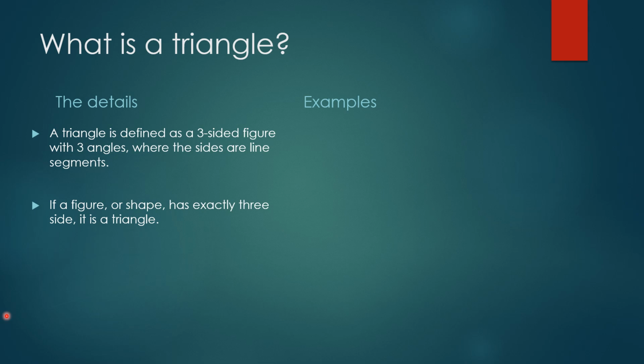If a figure or shape has exactly three sides, it's a triangle. That's it. And remember that the important thing is that the three sides must come together to form those angles. That's why we have a triangle that has angle and side measurements. And triangle literally translates to three angles. So let's look at some examples.